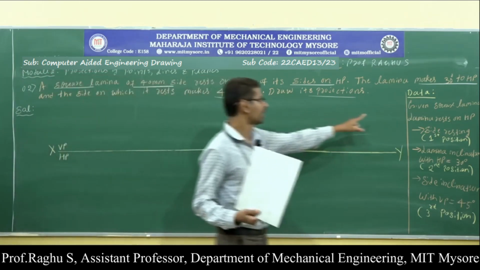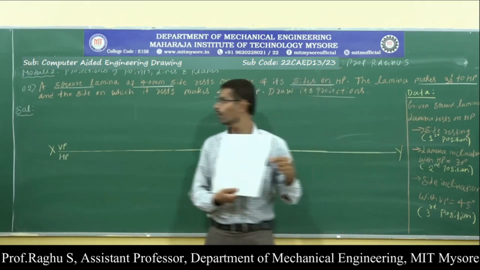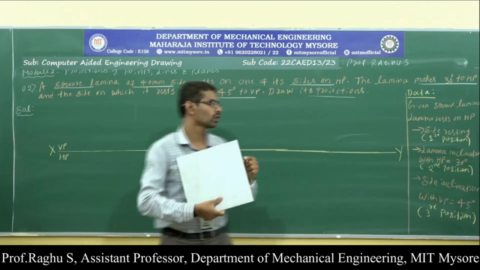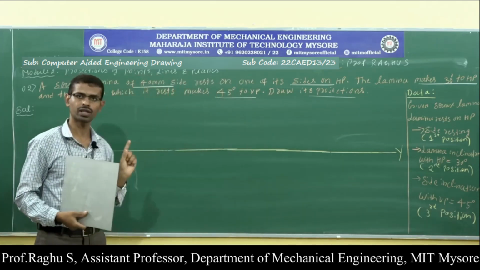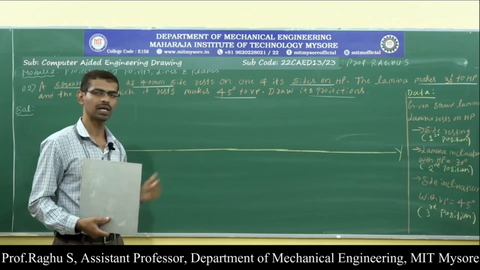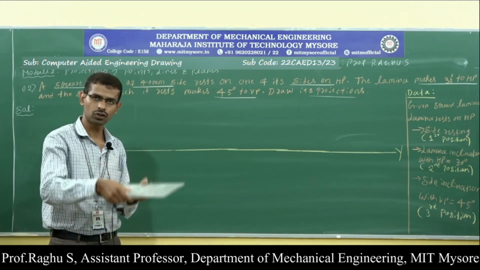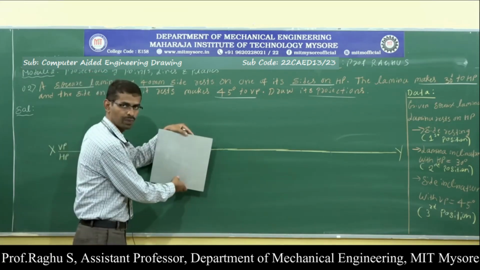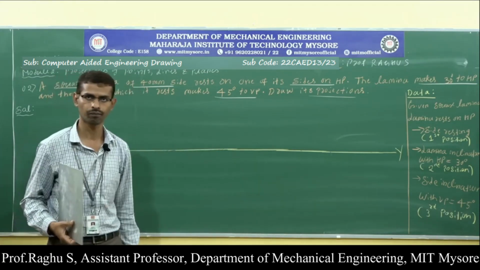So the given lamina is square of 40 mm side. Next, check whether the lamina is resting on HP or VP. If the lamina is resting on HP, start the first position with the top view. If the lamina is resting on VP, start the first position with the front view.